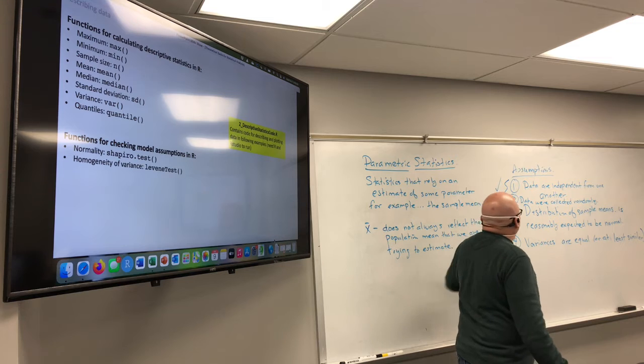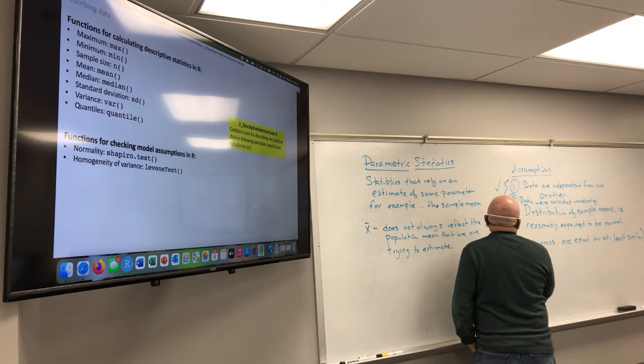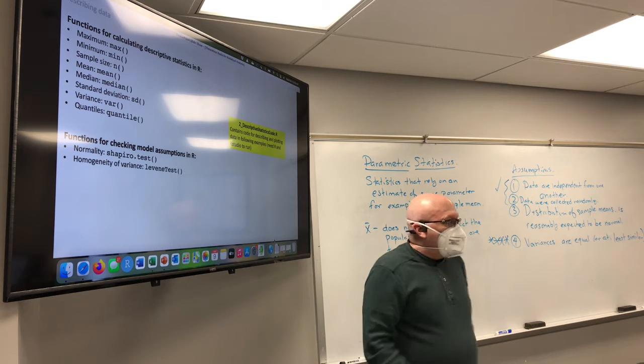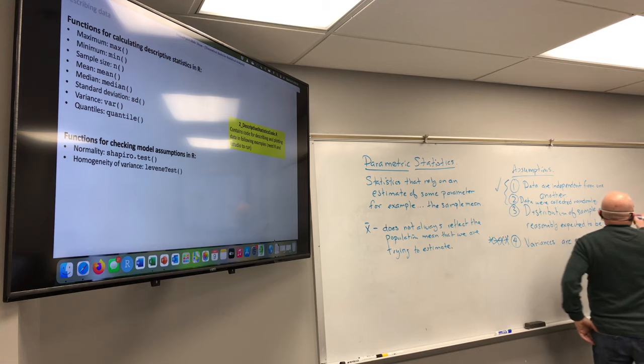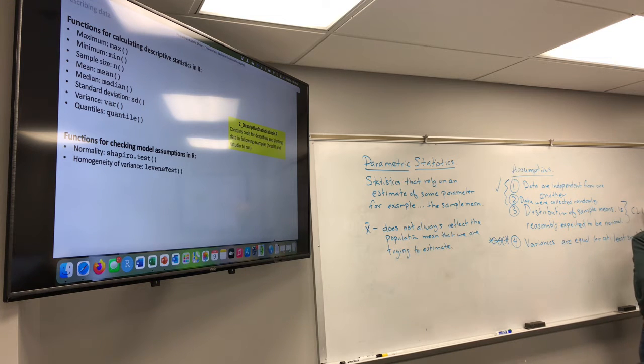But they're listed in this order in spite of the fact that this one is actually the one that is most important. We can assume that this is true if we have a sample size that is sufficiently large. We can assume that the sample mean distribution is going to be normal because we can always fall back on invoking the central limit theorem. So it's really this one that kind of bites us in the butt periodically. And let me explain to you why that's the case.